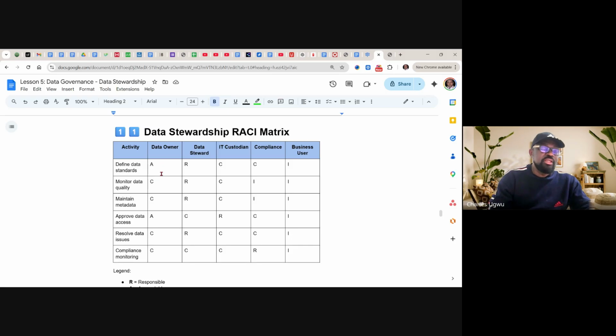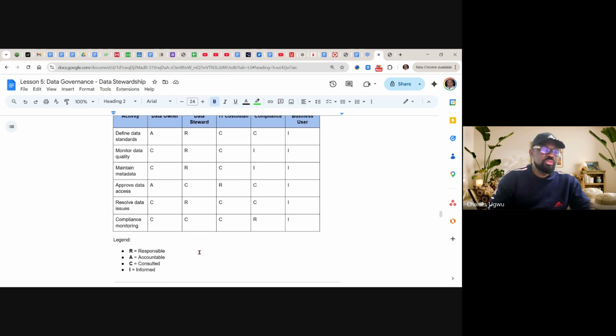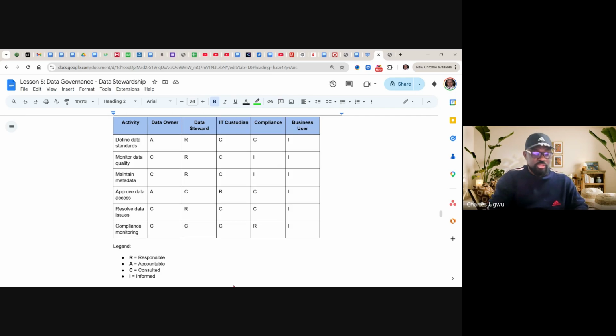So under RACI, R here is responsible. I want you to see that R here is responsible, meaning the person that is responsible to do the task. A is accountable. We already know what accountable means. I'll talk about C, which is consulted, and I, informed. So for define data standard, who is accountable? The data owner is accountable.